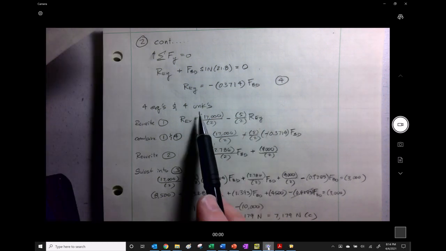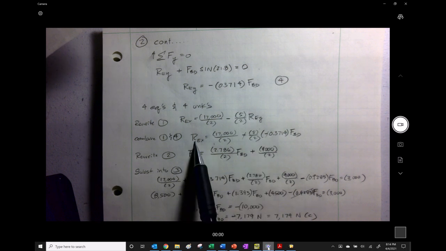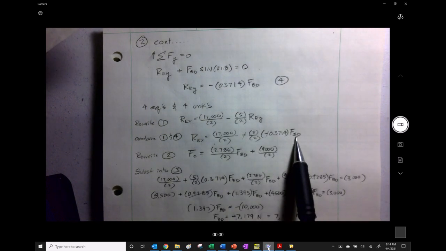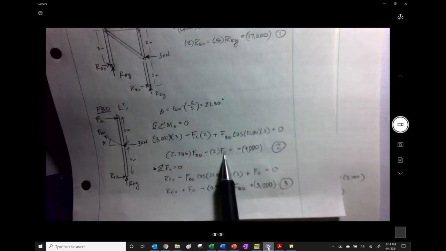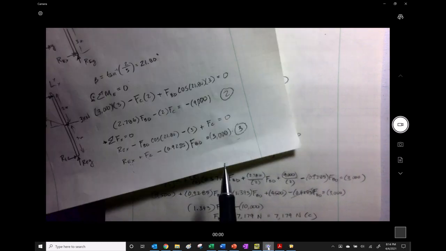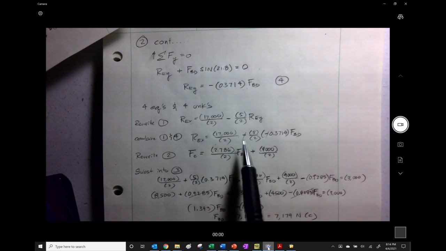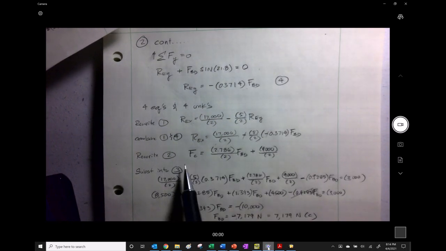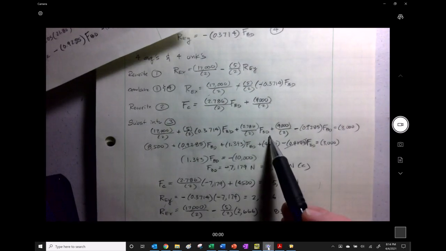And then I can take this REY with the FBD and replace that in here. So now I have REX in terms of FBD. Then I can rewrite my equation 2, so I get FC in terms of FBD. And then I could put all three, I could put this one and this one all back into this equation and solve for FBD. And so that's what I do.